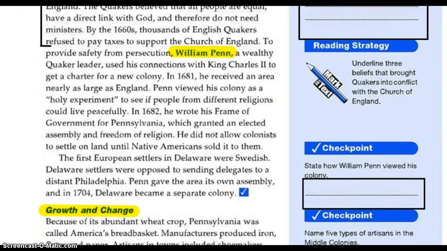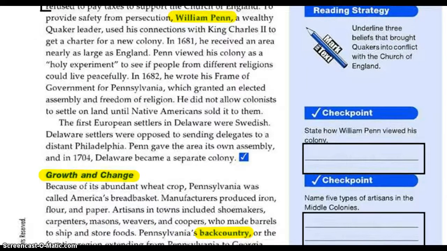The second thing you need to do is you need to answer this checkpoint question, which says, state how William Penn viewed his colony. And so you're going to go back here, and I'll point you in the right direction for this too. It's going to be in this section of the text. So go back, reread that area of the text, highlight how William Penn viewed his colony, and then make sure to write your answer over here as well.